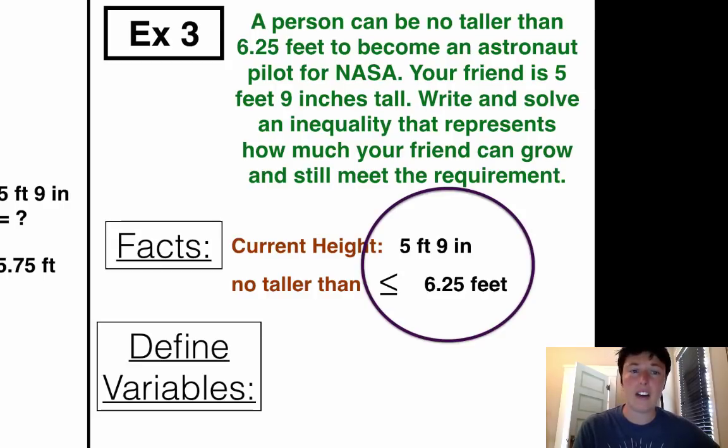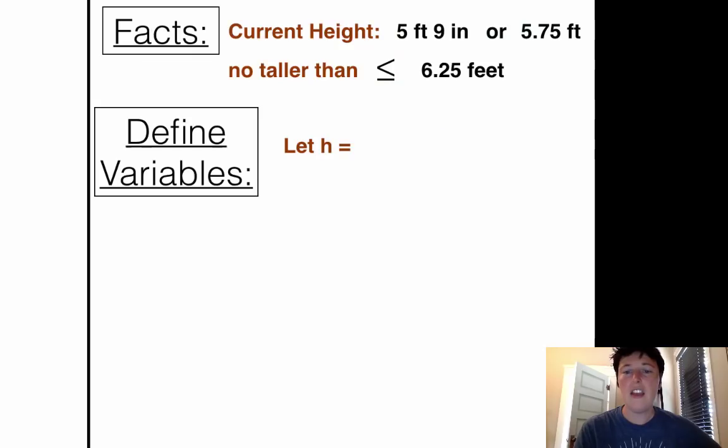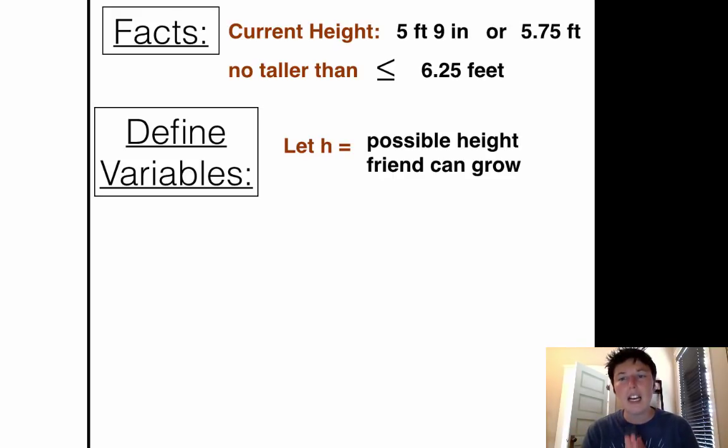Okay, back to defining our variable. I kind of sidetracked with that. So let's use h as our variable, and I'm picking h because it's going to be the possible height that our friend can grow. That's what we're trying to figure out. The question was, how much height can our friend grow? So h stands for height. And I'm writing it as a let statement. Let h equal the possible height a friend can grow.